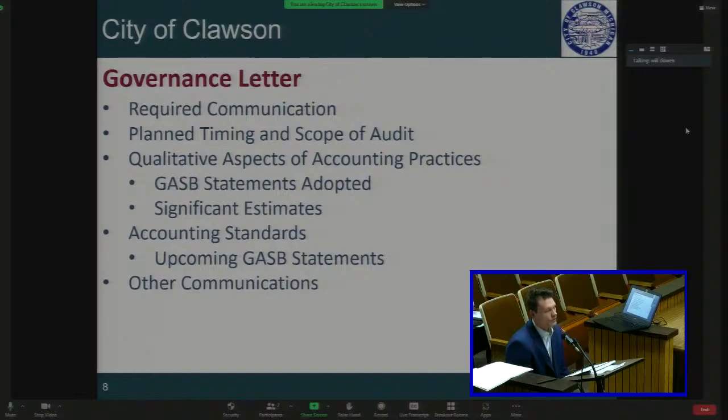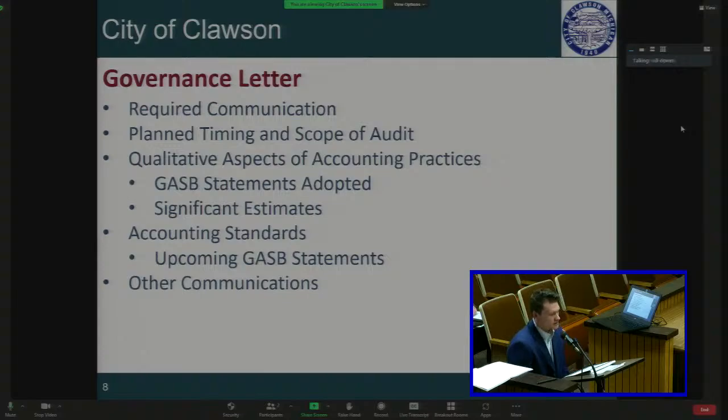GASB Statement 84 was a pretty big standard with significant changes, and one of the things it does is pull in your pension and OPEB plans and the tax collection fund, and you're required to report all of that in a uniform manner, as well as the additions and deductions to those. In the past, you've often seen just assets and liabilities for certain types of fiduciary funds.